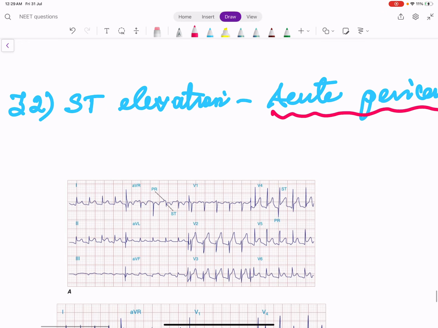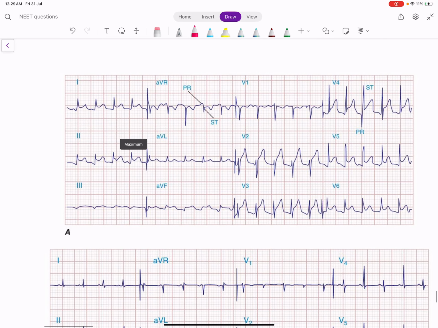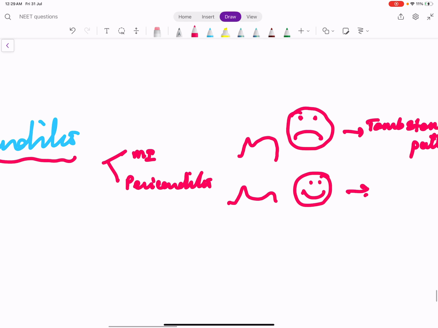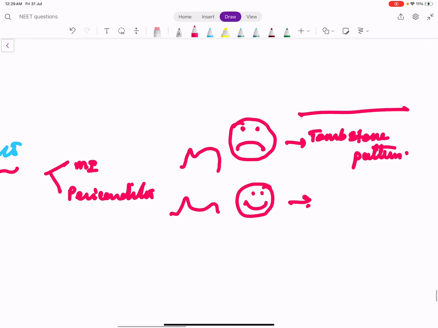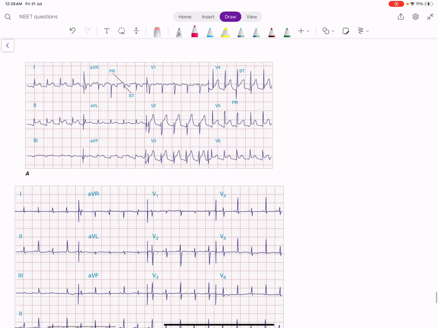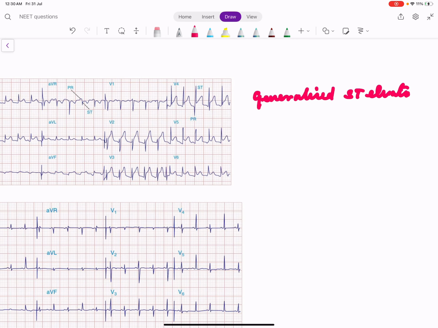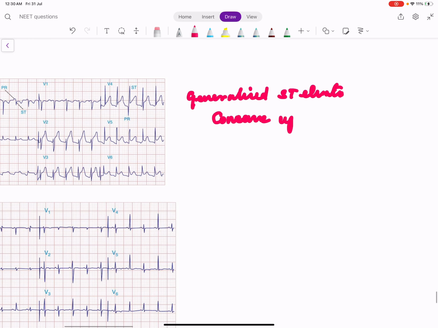Okay. So you can see here, there is ST elevation everywhere. In MI we told ST elevation will be only localized, like whether it will come only in the inferior wall or lateral wall or right ventricle. But here you can see there is generalized ST elevation, plus you can see it is a concave upward elevation or a smiling elevation.